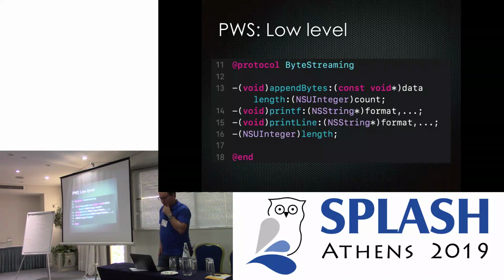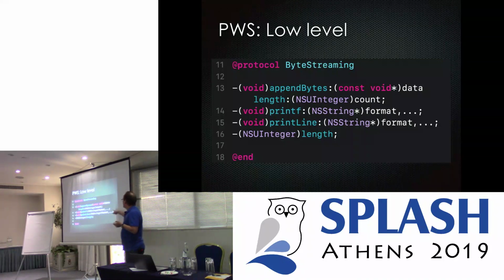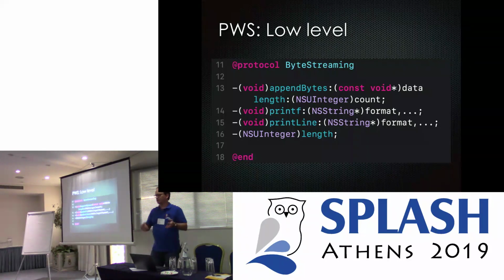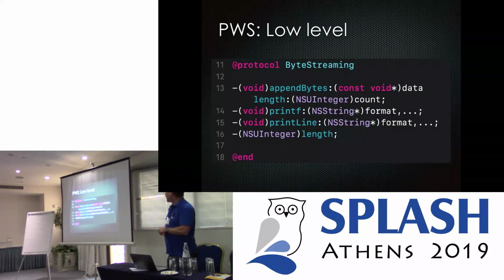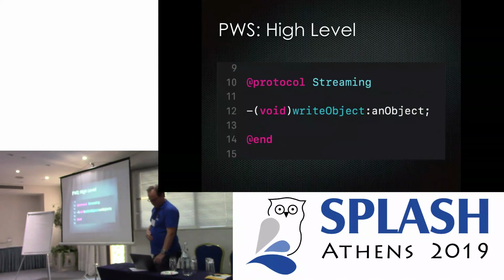So the low-level interface is defined by a protocol, a Java interface. And the append bytes of length method is really all you need. That's the basic: please put some bytes out. The rest are somewhat convenience. At the very high level, it gets even simpler. Here's an object. Please serialize it. Do something with it.